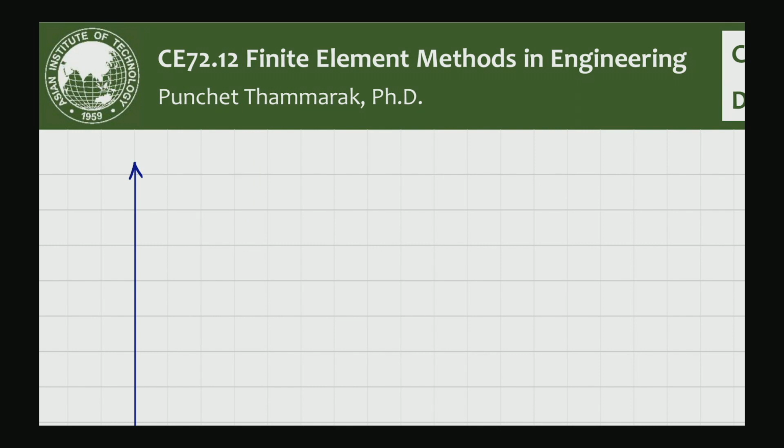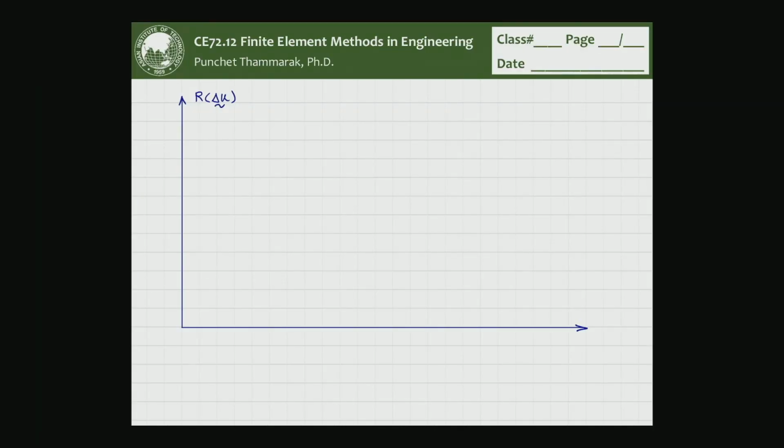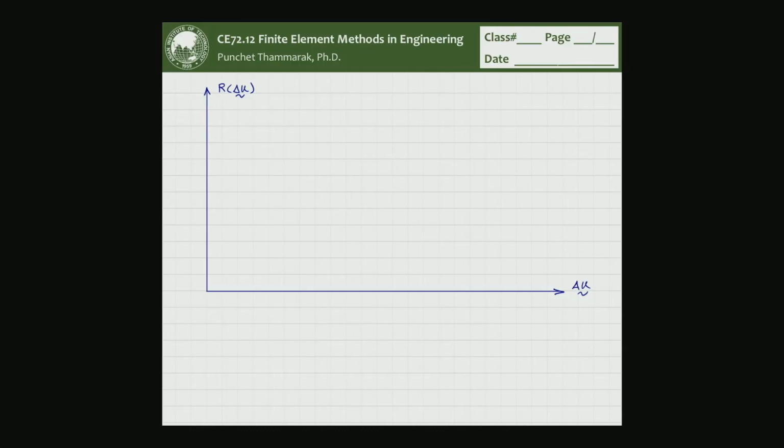So this vertical axis denotes the R, and this is the delta U. And you have a nonlinear function like this, and you have some sort of target.